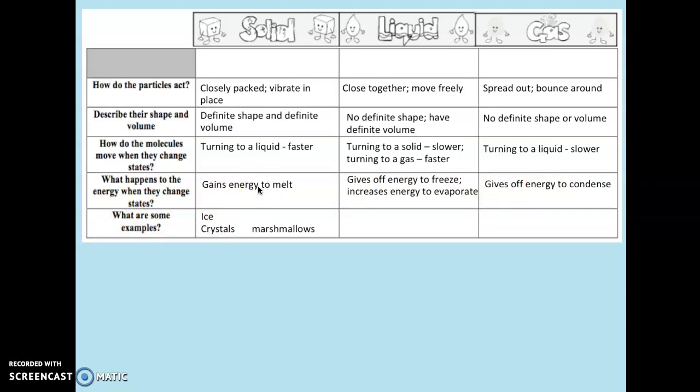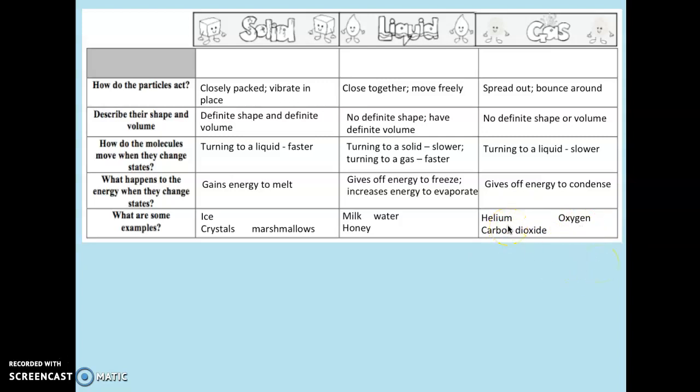Some examples of solids: ice, so the solid water, and crystals like amethyst crystal. Both of those are examples of crystalline solids. Salt is another example of a crystalline solid. Marshmallows, cheese, candles, those are examples of amorphous solids. They're kind of squishy solids. They generally will change state easily. Some examples of liquids: milk, honey, and water. And examples of gas: helium, carbon dioxide, oxygen, nitrogen.